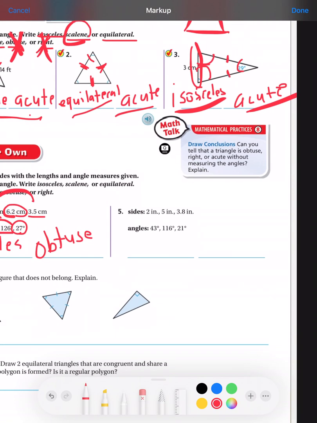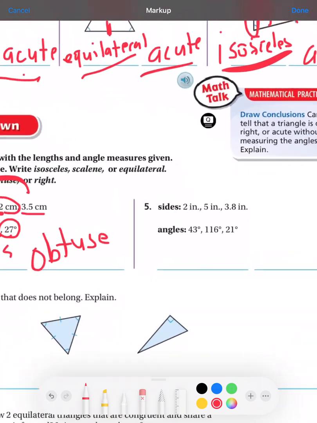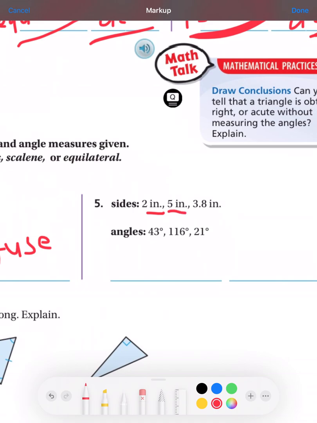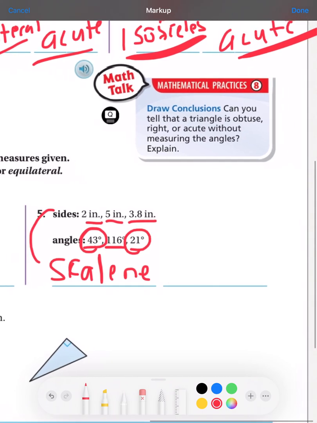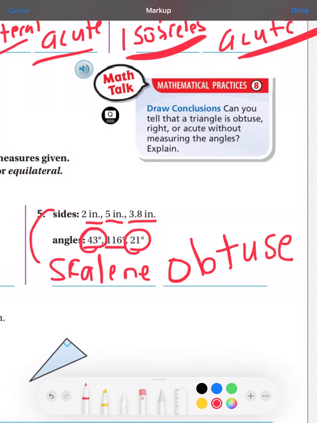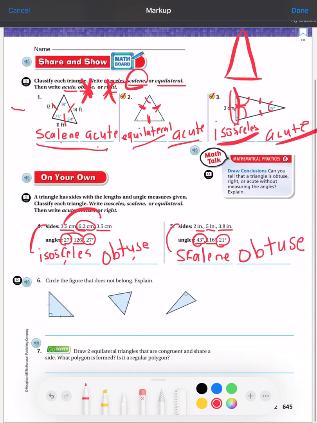All right. Here we got sides of 2 inches, 5 inches, and 3.8 inches. Those are all different. So when we classify it by sides, we're going to say that this is a scalene triangle. And when we classify it by angles, here's a small angle. It's acute. This is acute. This one, though, is obtuse. So we're going to have to call it an obtuse triangle. It's scalene obtuse. And this is isosceles obtuse.